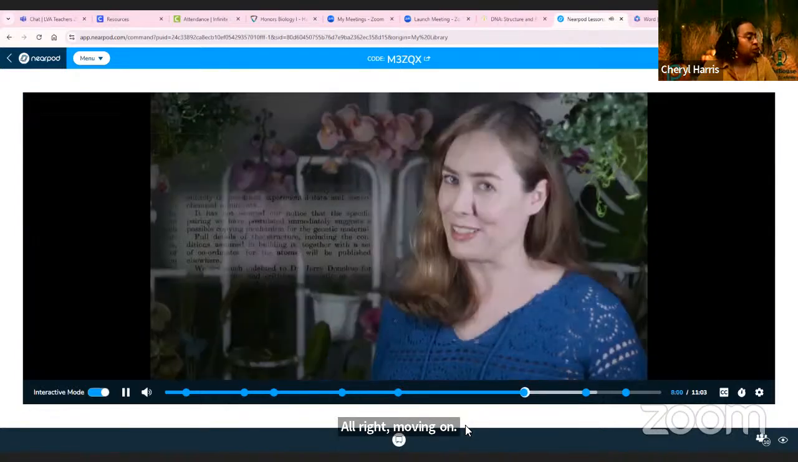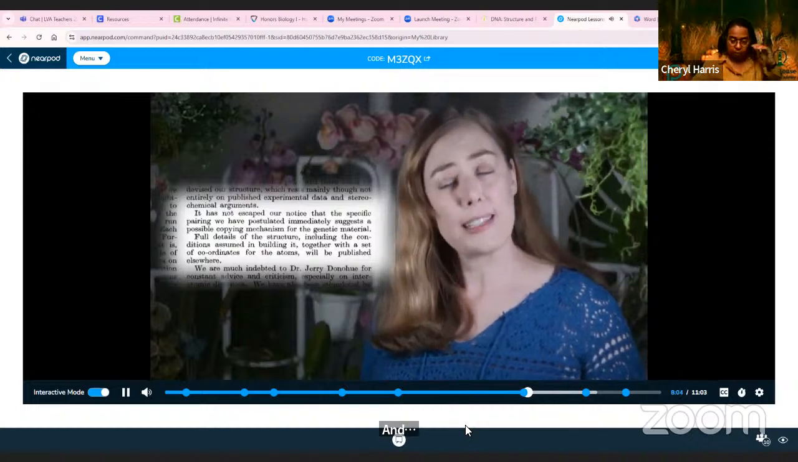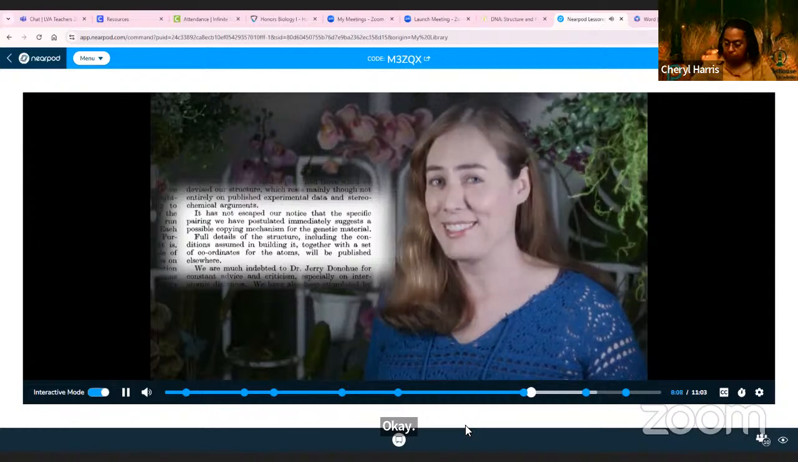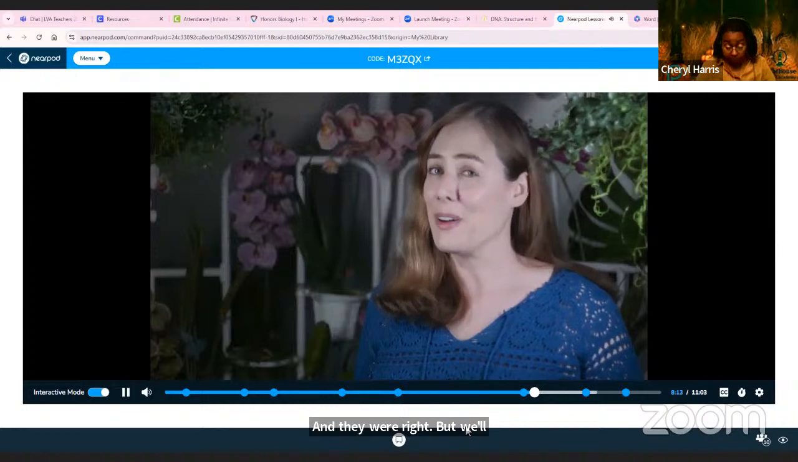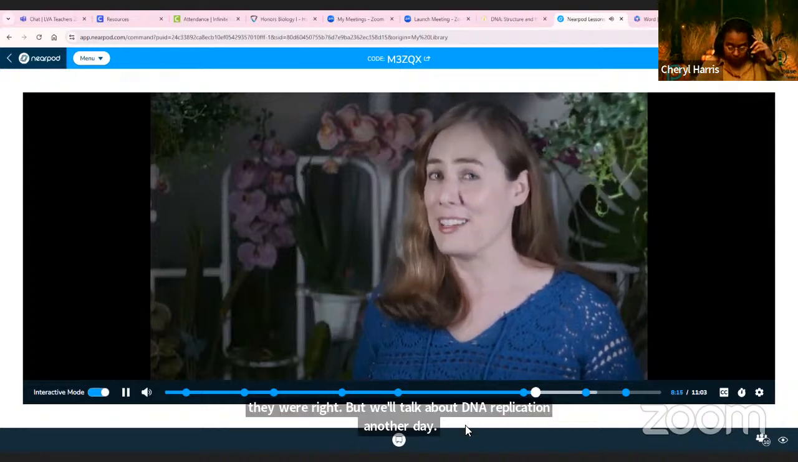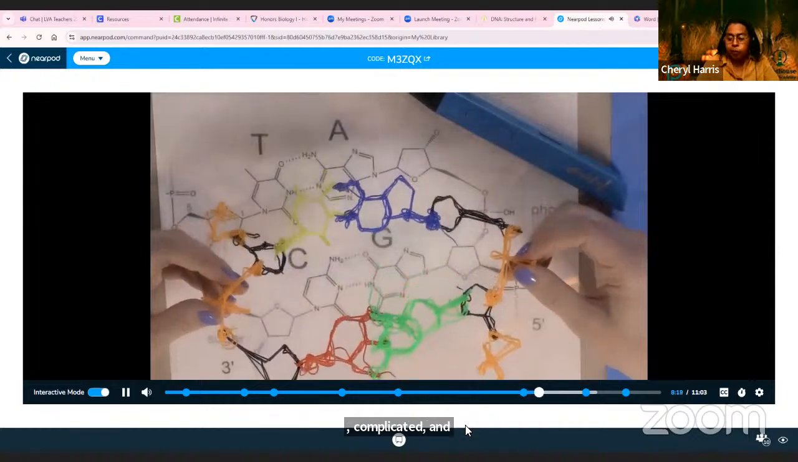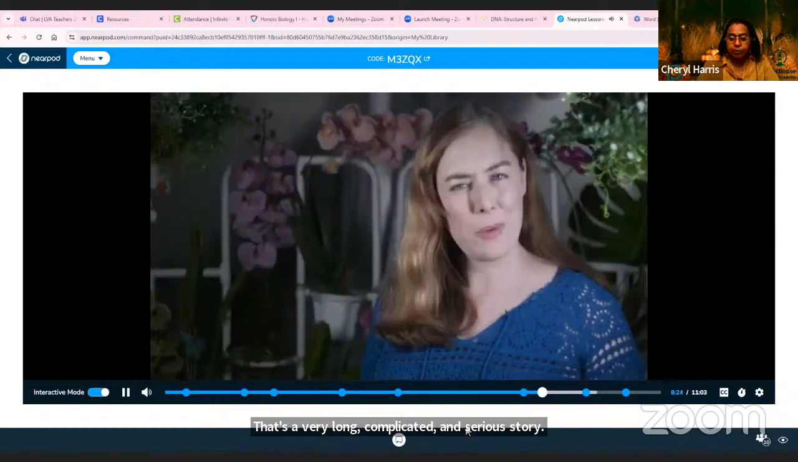And Watson and Crick, rather cheekily, said at the end of their paper that the structure of DNA suggested a mechanism of replication. And they were right. But we'll talk about DNA replication another day. That's a very long, complicated, and serious story. Back to the DNA structure.